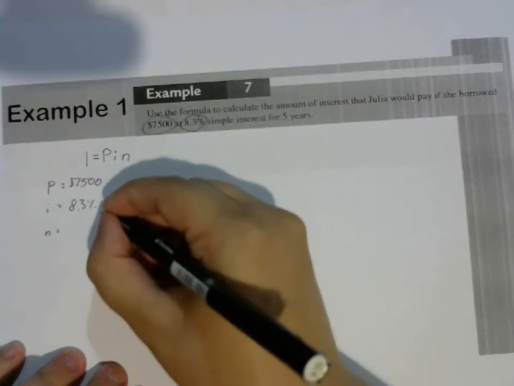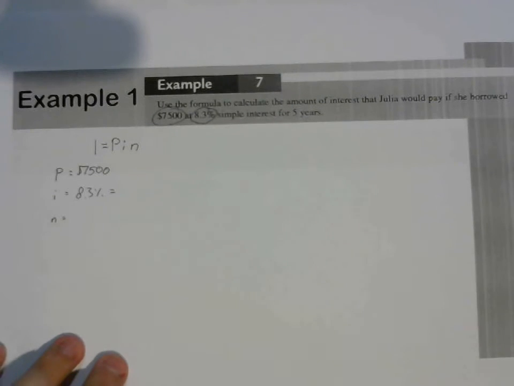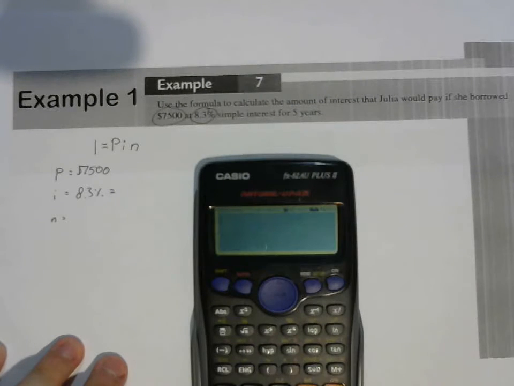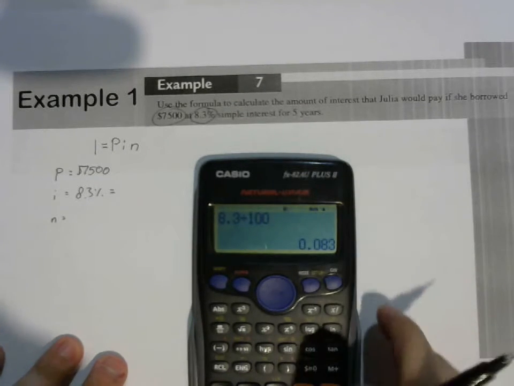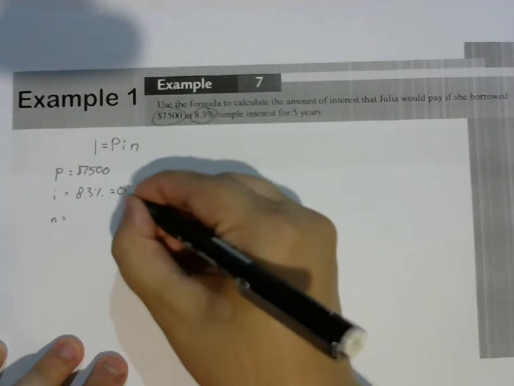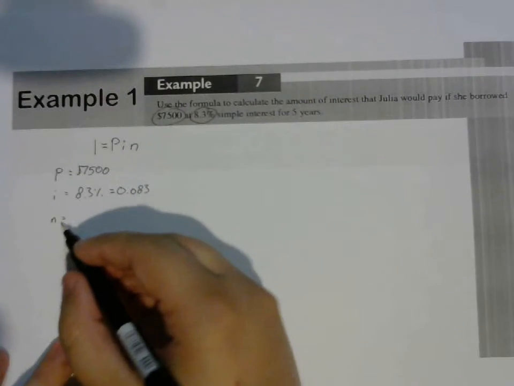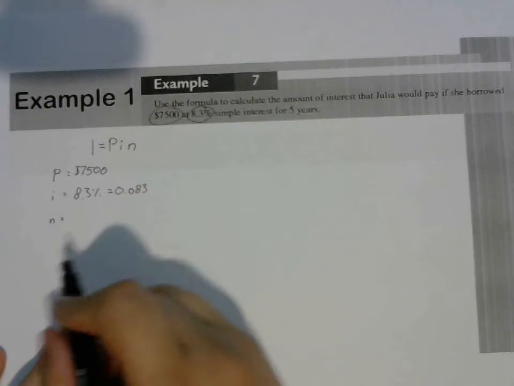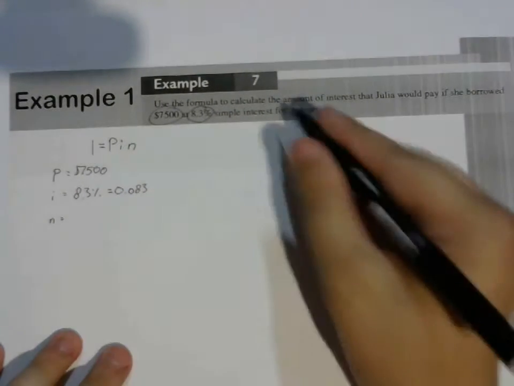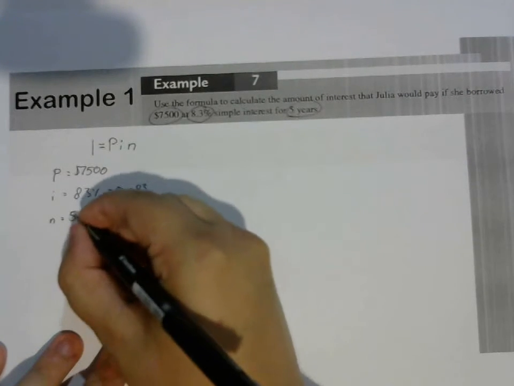And I want to change that into a decimal, because we always use the interest rate as a decimal in our calculations. So to do that, I'm going to take 8.3 and divide it by 100 equals 0.083. N is the length of the loan, the duration of the loan, in years. And we're told that this loan is for 5 years, so N is going to be 5.